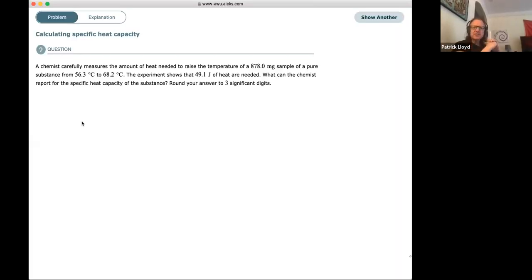Calculating specific heat capacity. A chemist carefully measures the amount of heat needed to raise the temperature of a 878.0 milligram sample of pure substance. It's not telling you what it is. From 56.3 degrees Celsius to 68.2 degrees Celsius. The experiment shows that 49.1 joules of heat are needed. What can the chemist report for the specific heat capacity of the substance, and then round your answer to 3 significant digits?